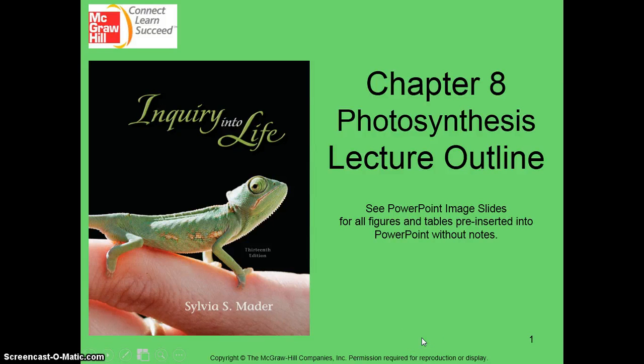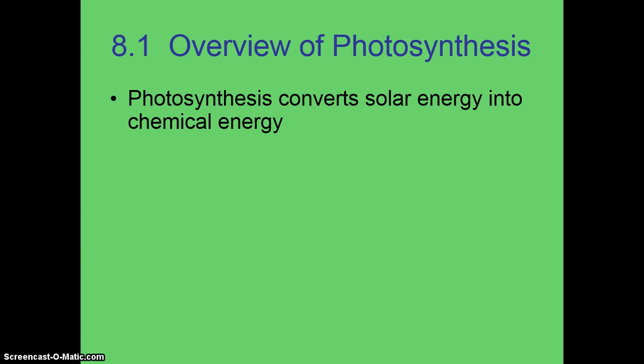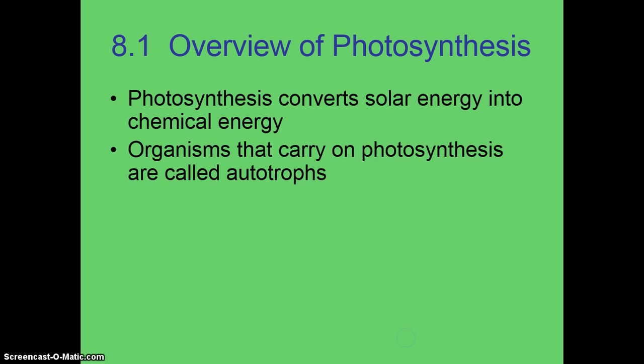We are going to take a look at Chapter 8, which is photosynthesis. And just like Chapter 7, where we started cellular respiration with a brief overview, we're going to do the same thing with Chapter 8. So let's take a look at an overview of photosynthesis. You've known since you were in elementary school that we call photosynthesis the process where we take the sun's energy and convert it into chemical energy.